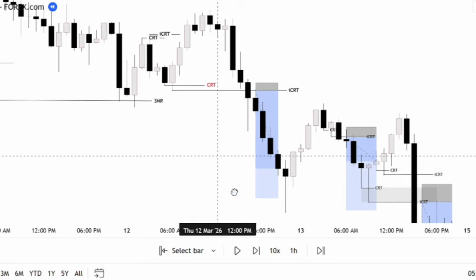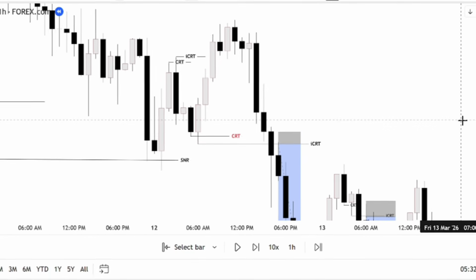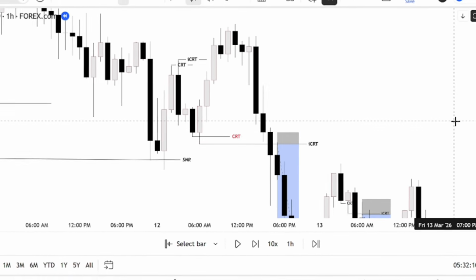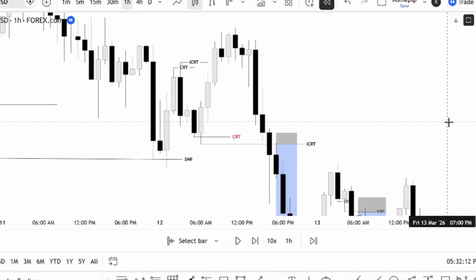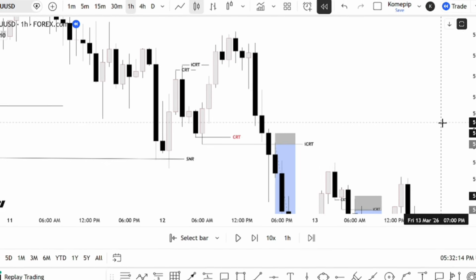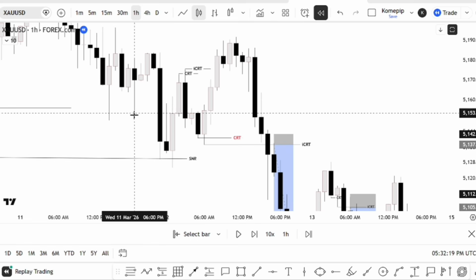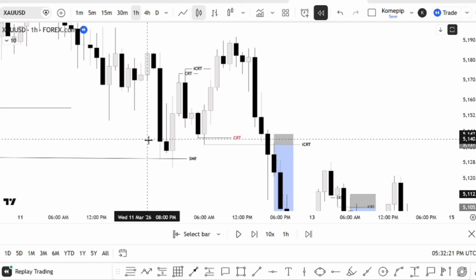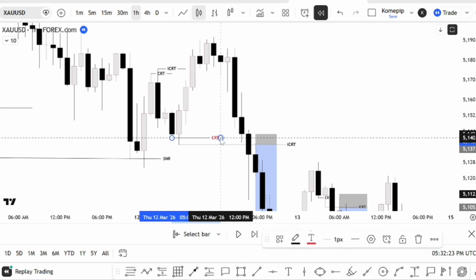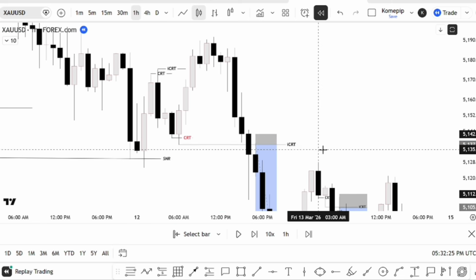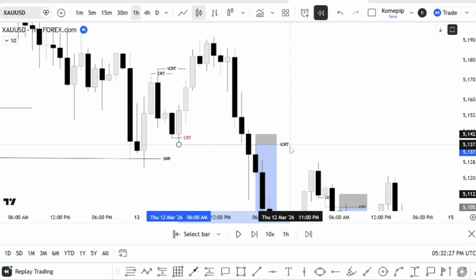Okay, so let's go straight to the chart. Now, the first thing we want to do, now that we understand liquidity and how it works, is start identifying the CRT and iCRT models. So what exactly are we going to look out for? Remember, we talked about CRT. This is CRT, and when it fails, this becomes iCRT.